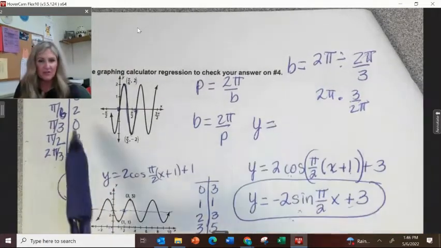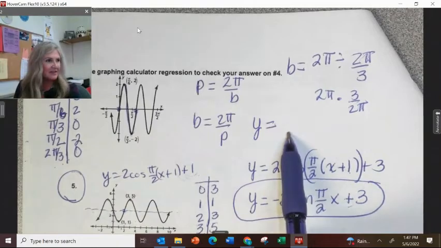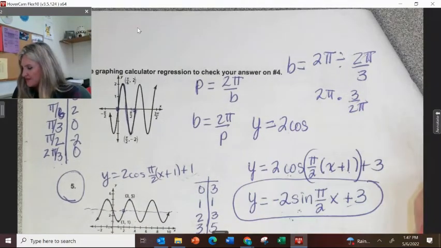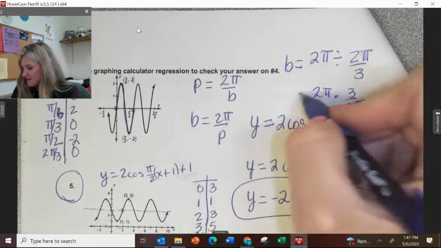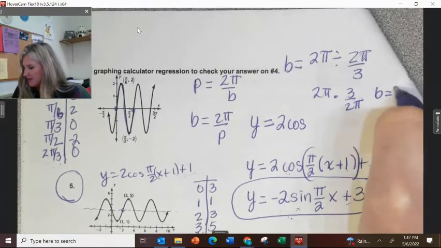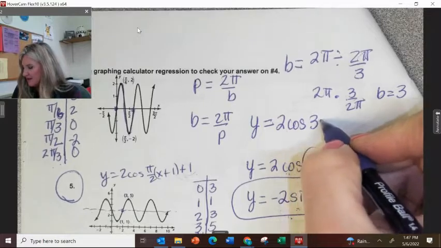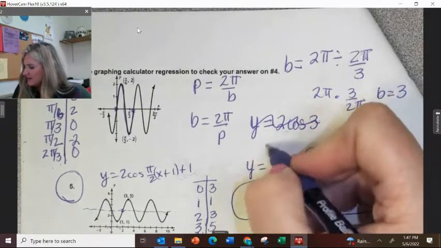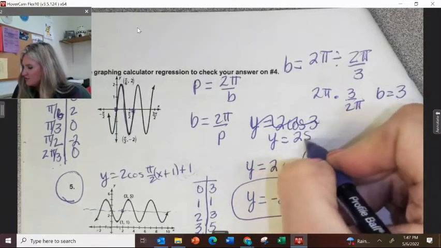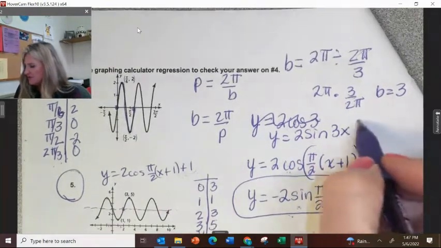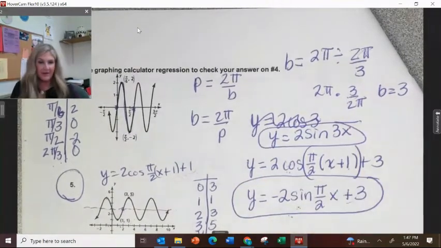So now can we come up with the equation? Y equals, what do you think the coefficient is going to be? 2 cosine, what goes next? What did we say b was? 3. Oh, that's not cosine. I lied. Sine. 2 sine 3x. And there's no shift up or down. That's going to be our equation. Okay?